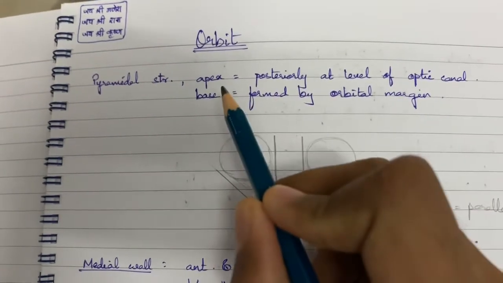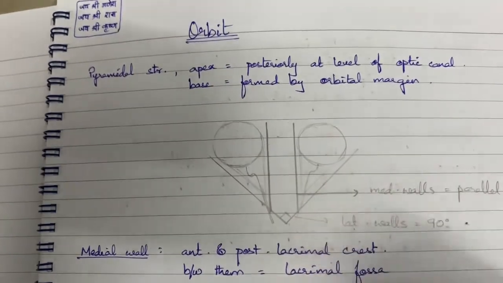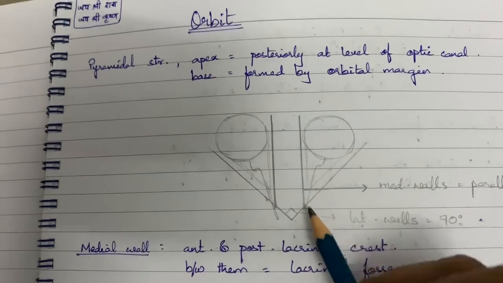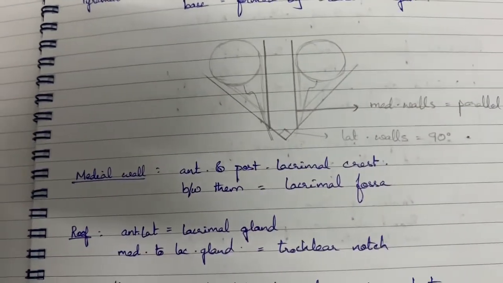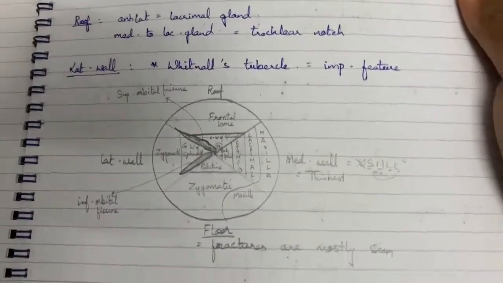Coming to the orbit, it is a pyramidal structure. The apex is posteriorly placed and it is at the level of the optic canal, and the base is formed by the orbital margin. So coming to the medial wall, lateral wall, and the roof and the floor.